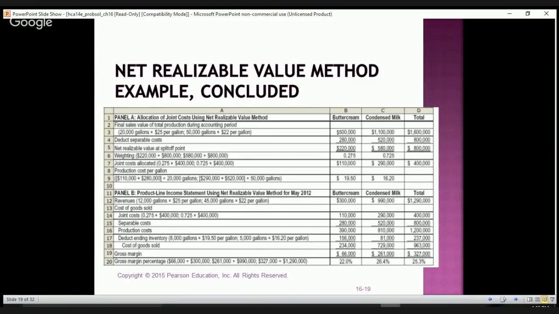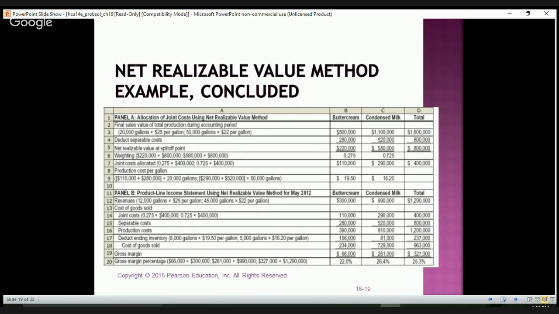So then I take the joint allocated costs, multiply the 400,000 by that 0.275 and 0.725. I get 110,000 and 290,000 respectively. So to get my production cost per gallon, I take the 110 and add it to the 280, the two different costs, and I divide it by the 20,000 gallons and the 50,000 gallons that we produce. So for buttercream, I'm going to have $19.50 per gallon, and condensed milk, I'm going to have $16.20 per gallon.